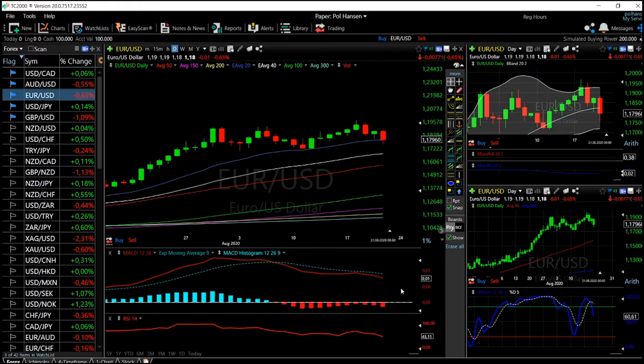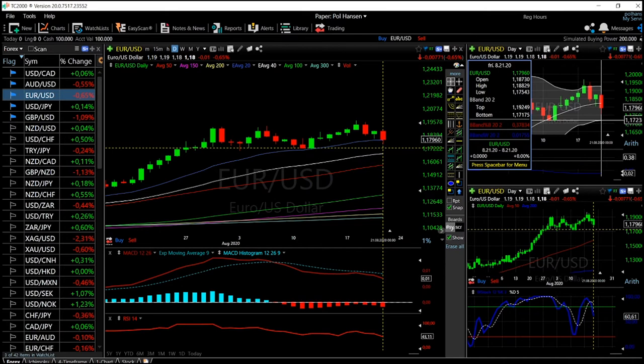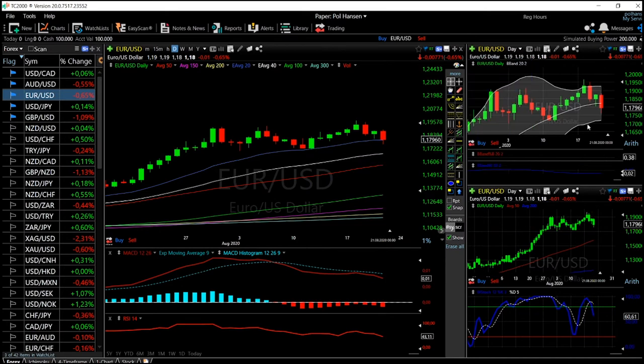MACD is pointing in a momentum that is downwards. The same goes for RSI. It's not oversold at this point, but if we continue this way, we will be oversold at least by the end of next week's trading session. Stochastic is fairly negative, and the Bollinger Band is technically in the middle at the moment. So we may see this market go down to the lower Bollinger Band, which is around 11.72, which is just above the 20 exponential moving average, before we see a bounce from there.